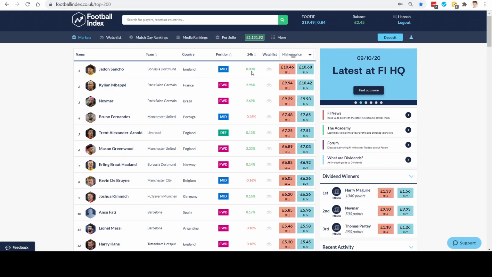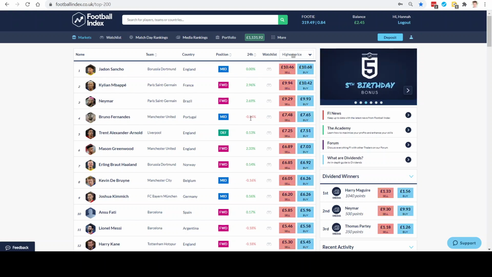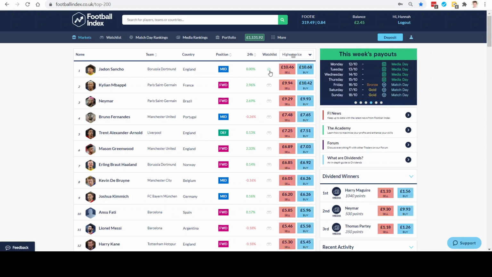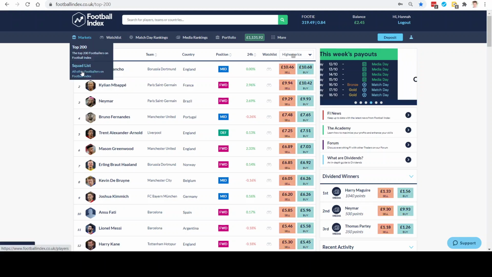It also shows you on here the last 24-hour change in that player's price. Green means it's gone up, red means it's gone down. You've also got a watch list little binoculars here, which you can click on, and that would add that player to your watch list. To take them off, you just untick. We will go on to the watch list in a moment, but first I'll explain what the squad list is.